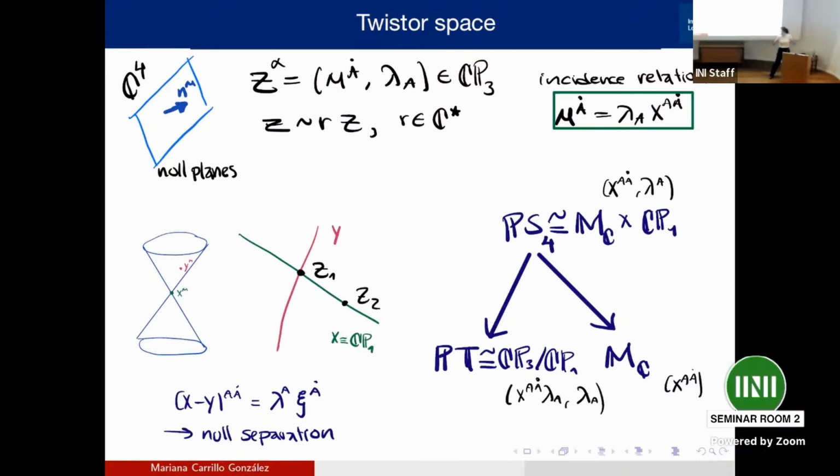and coordinate space. So if you start in coordinate space with a point x mu, again, x A A dot in spinor notation, under this incidence relation you will see that this corresponds to a CP1 that's linearly embedded in this CP3. So it's basically a line. You just draw it like a line in twistor space, which will be the following drawing. So this x mu here will correspond to this line.